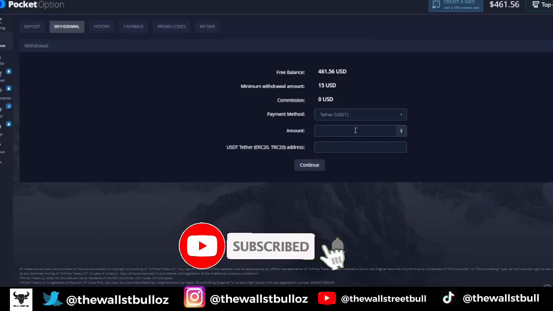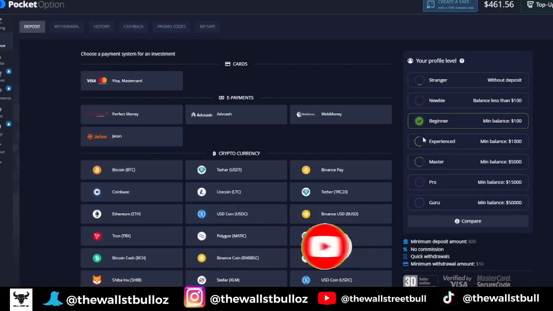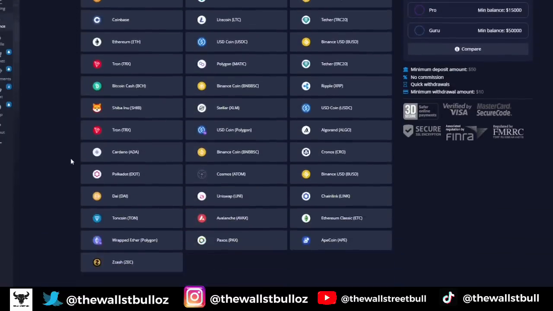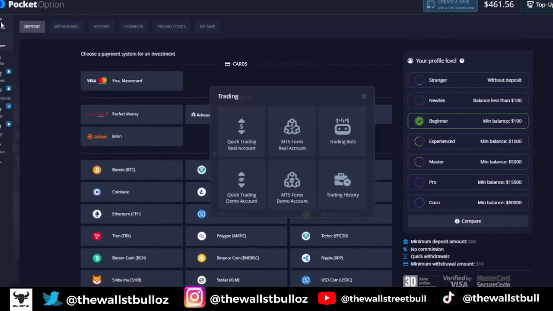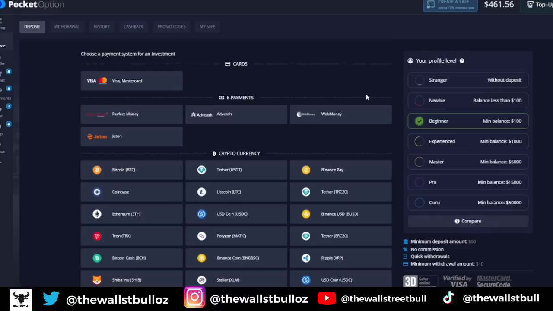Now to deposit funds in here, and again, be very careful how you do this. You can use any of these: Visa, MasterCard. You can use any cryptocurrency, as you can see right here. And that is pretty much it. So I'm sticking with USDT. All right, and just in relation to the platform as well, there are trading bots. Don't use them. They're an absolute waste of money.